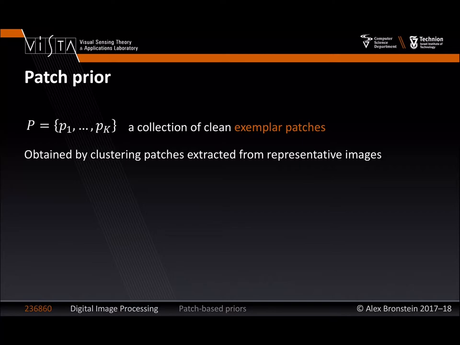Having this collection, I have a collection of exemplars. They might represent very complicated structures of what goes on in natural images. Natural images have a lot of structure because of the way objects in nature behave, the way they are represented in images. And I will assume the following very simple prior. I will assume that a patch of an image f at any point q is just one of these p_k, just one of these exemplars.